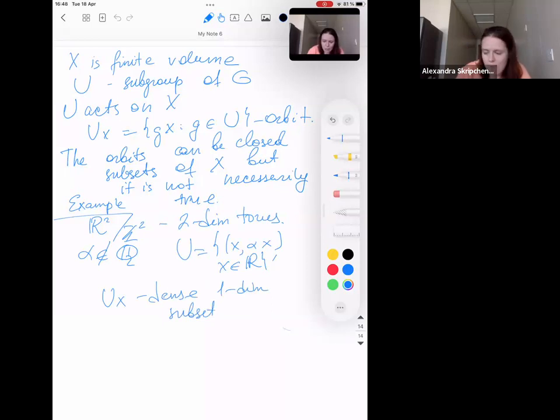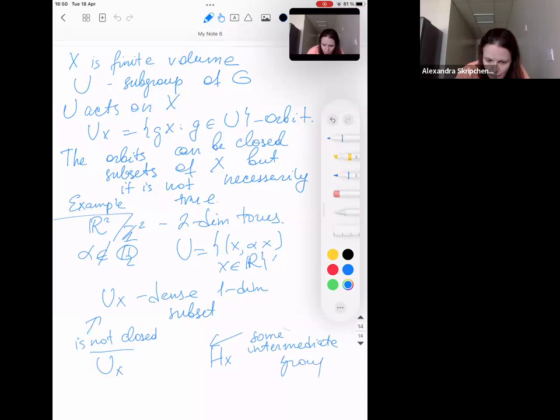So at the same time, what can you see from this example? That it's not closed. But if you consider its closure, then you get something very nice. You can see it as Hx for some intermediate group H. So it's an orbit of some intermediate group. And what would be cool is to have such a classification of orbits in some abstract framework, not only for tori.